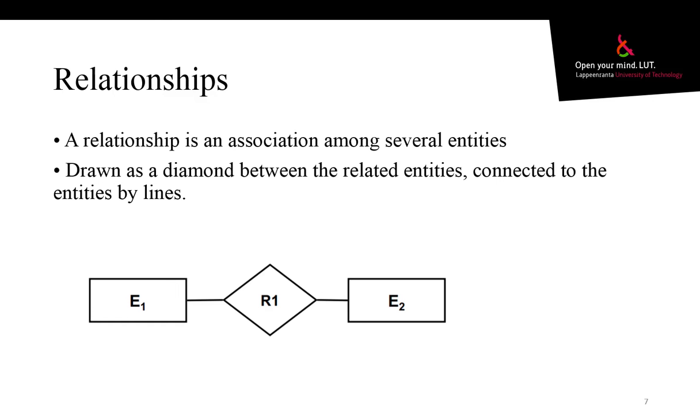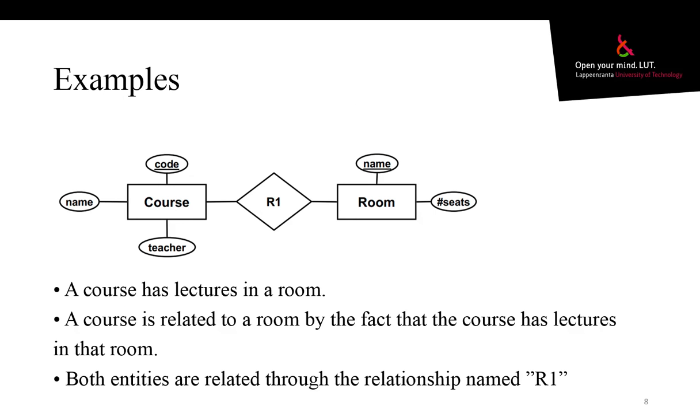A relationship is an association among several entities. It's usually drawn with a diamond symbol between the related entities. As you can see here, entity 1 is related to entity 2 with a diamond in the middle. An example is a course. A course as an entity has a course name, code, and a teacher, and is related to a room that has a room name and seats. So this is one example.